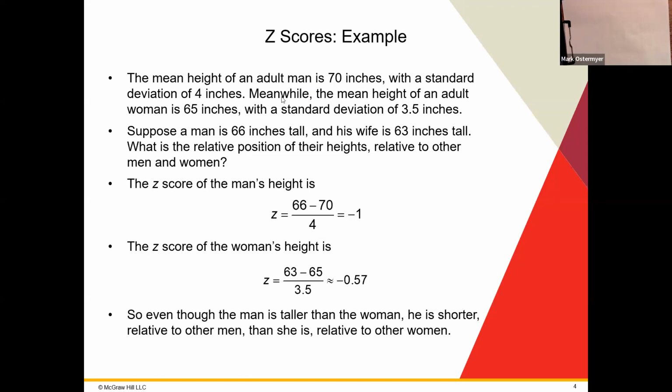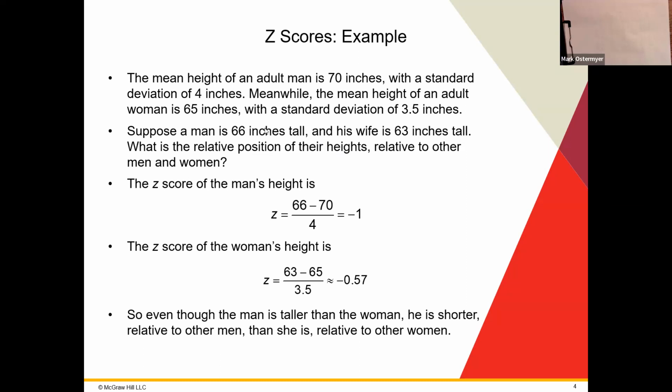All right, suppose the mean height of an adult man is 70 inches with a standard deviation of 4 inches. Meanwhile, the mean height of an adult woman is 65 inches with a standard deviation of 3.5 inches. Suppose a man is 66 inches tall and his wife is 63 inches tall. What is the relative position of their heights relative to other men and other women?